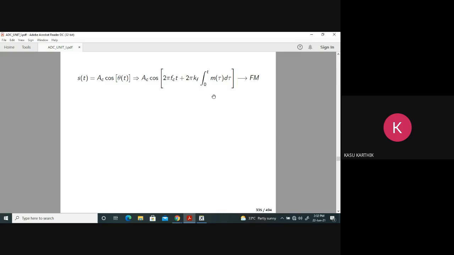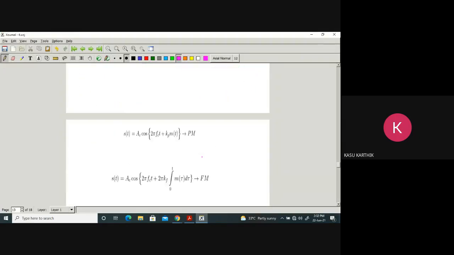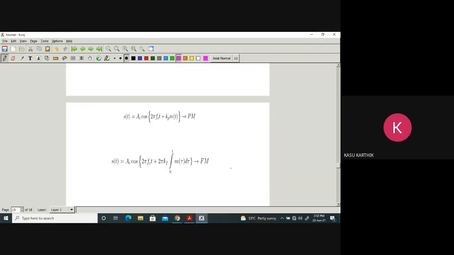Now here I have written PM and FM. So what is the difference? Here we have m of t. Here we have an integration of m of t. They have the same amplitude and the same center frequency, fc here also. Is it okay? Now, you just take a piece of paper and try to apply the logic. Nothing more than that.